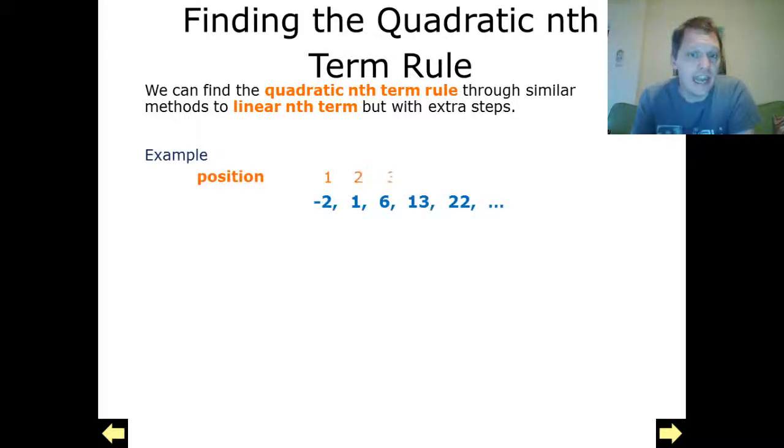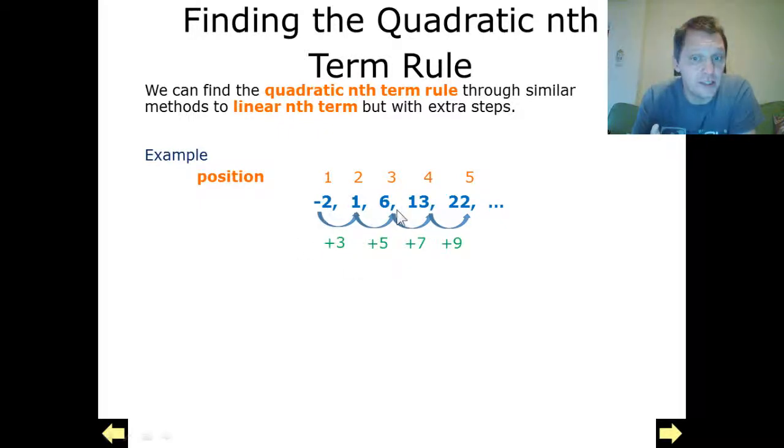Here I've got a sequence of -2, 1, 6, 13, 22, and obviously this will continue. Above it, I've written their position within the sequence: my first, second, third, fourth, and fifth term. Just the same as when calculating the nth-term rule of a linear sequence, I'm starting off by looking at my difference. To get from -2 to 1, I add 3. Next one, add 5, add 7, add 9.